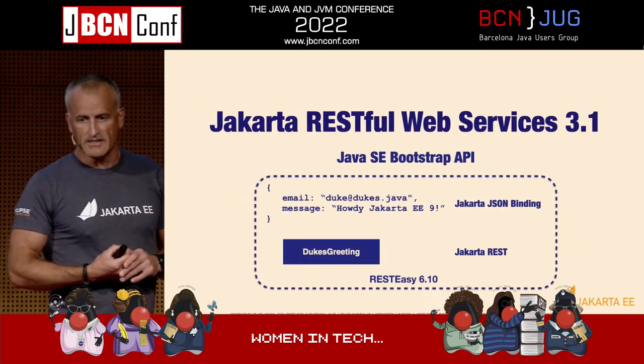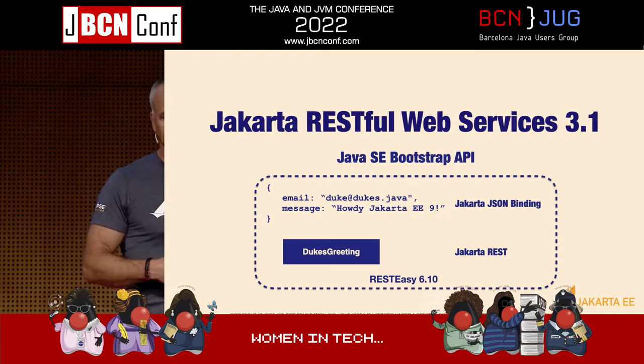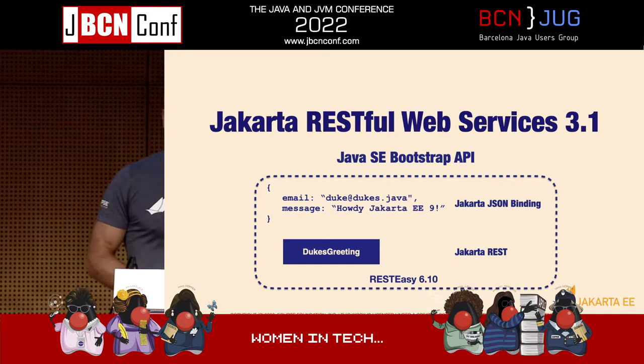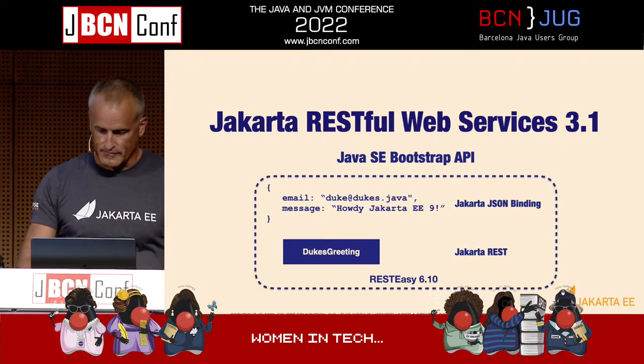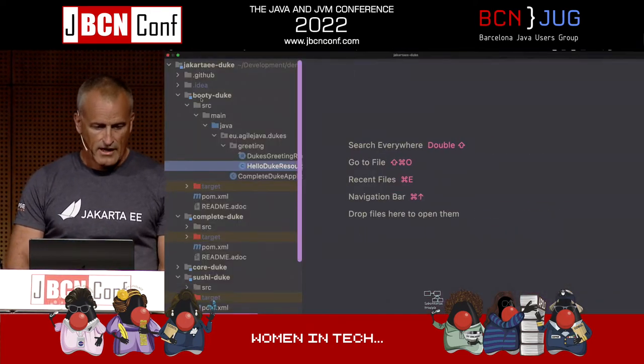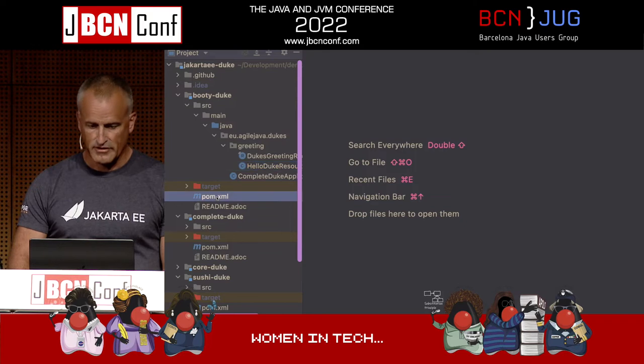And what I'll do is something like this. I'll just have a REST endpoint with a JSON binding to generate some JSON output. And I'll run it from the command line. Let's open this in the IDE. And I have this application here, it's called Bootyduke.